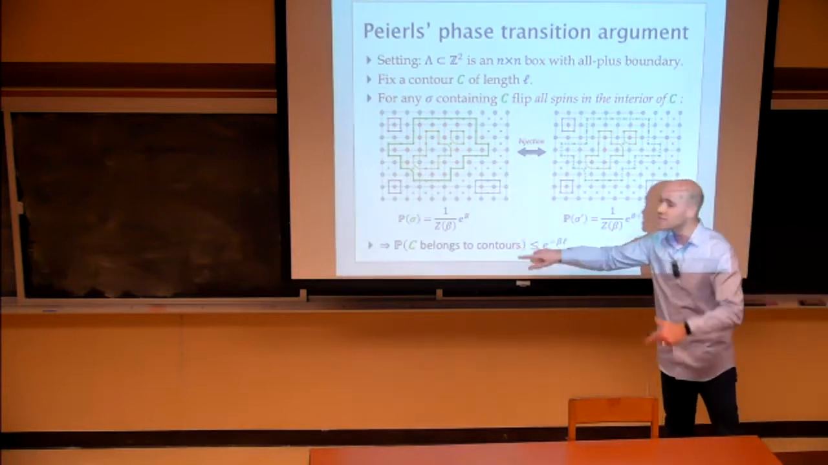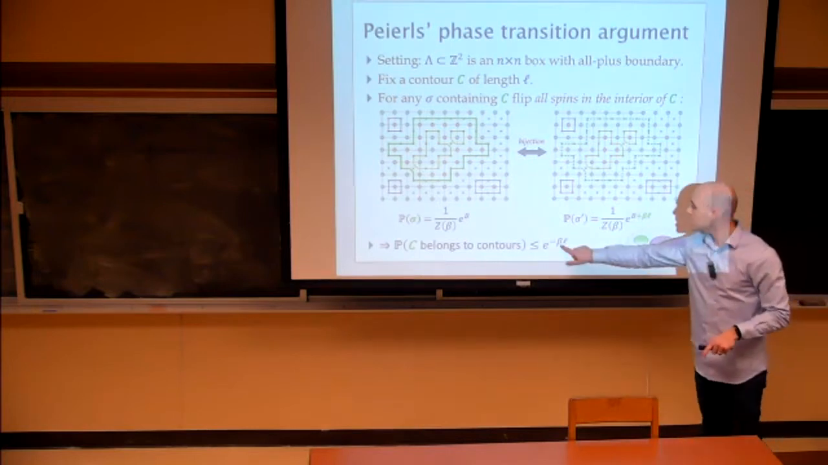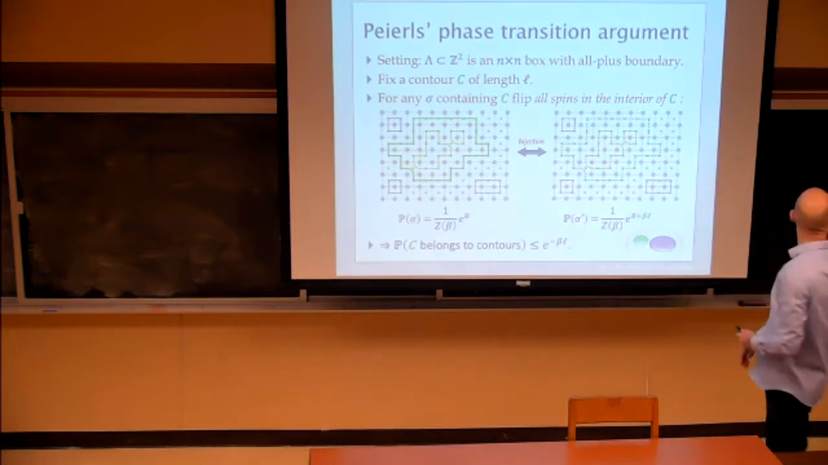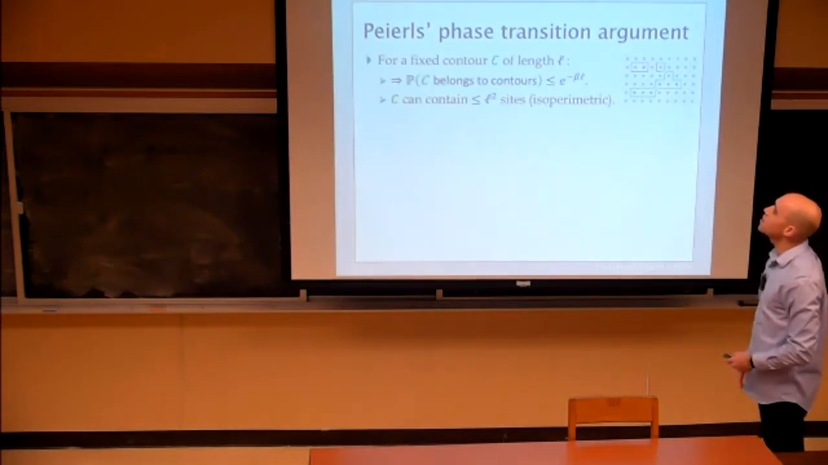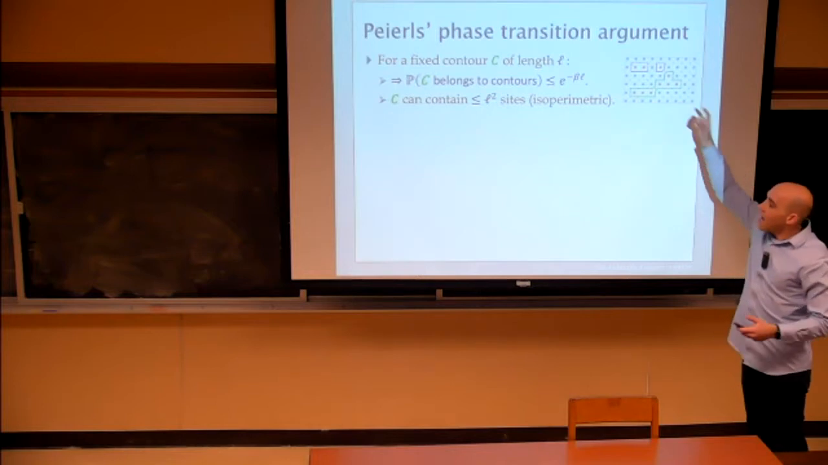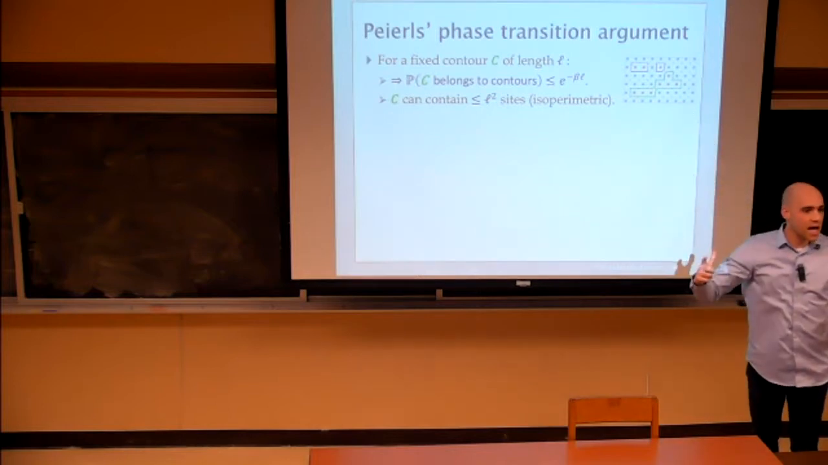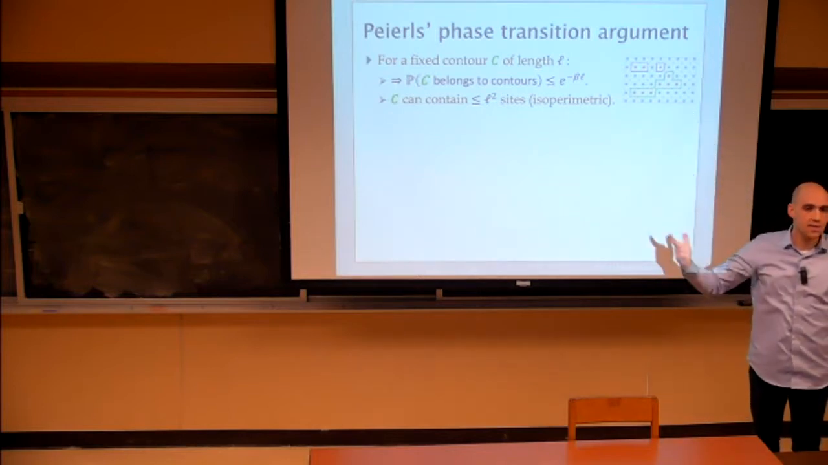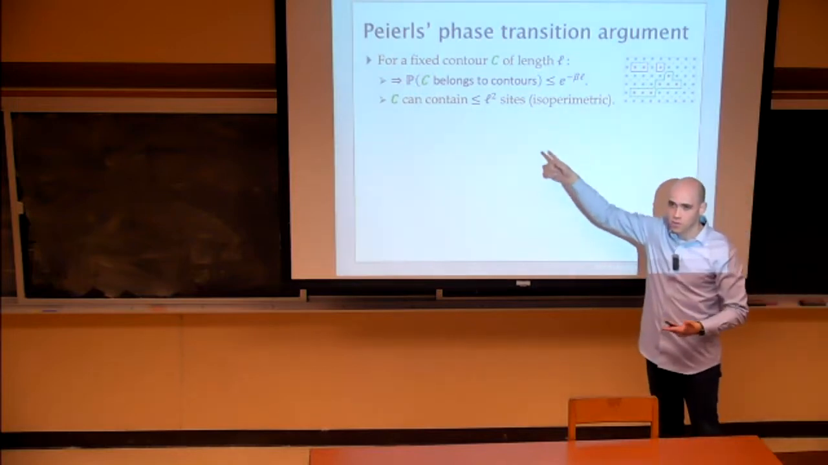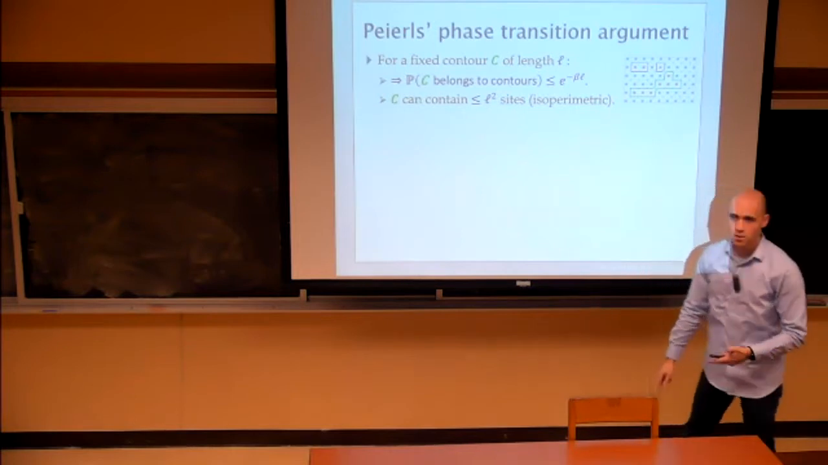The probability that C is really a contour is at most e to the minus beta times its length. And now we can finish the argument very quickly, because this is just repeating what we said before. How many sites does C actually contain in its interior? This is an isoperimetric inequality in Z2. It's at most L squared.